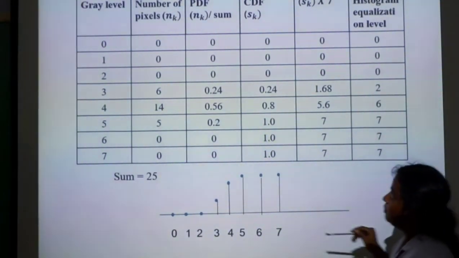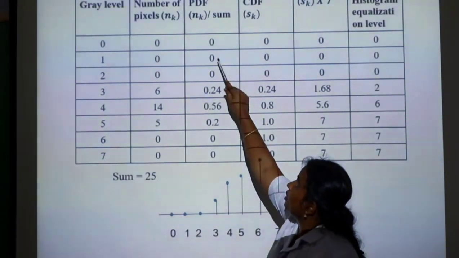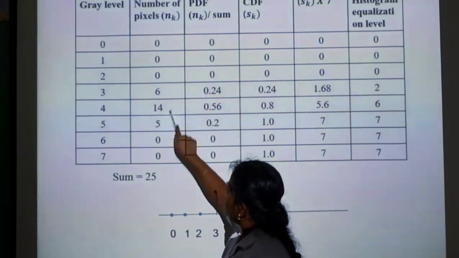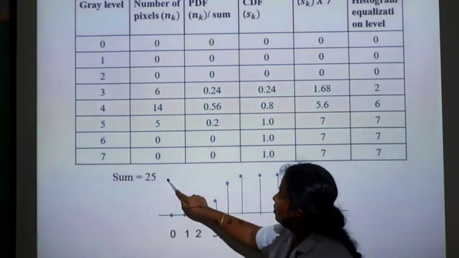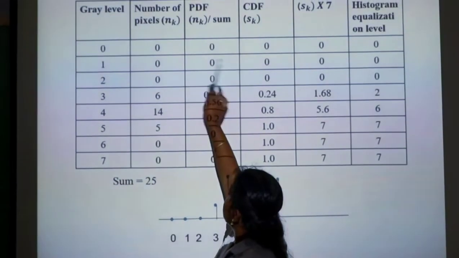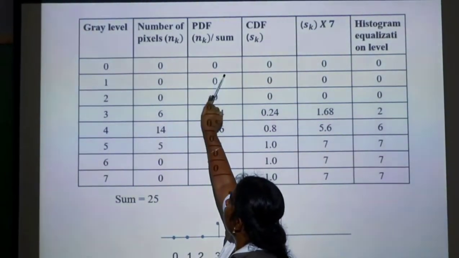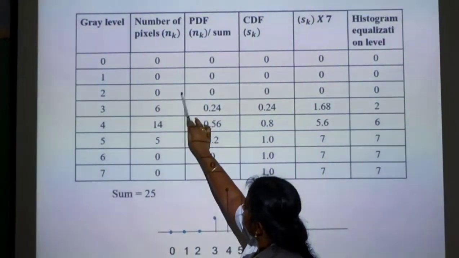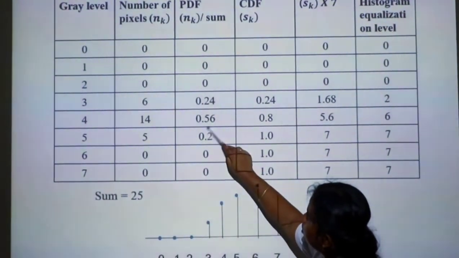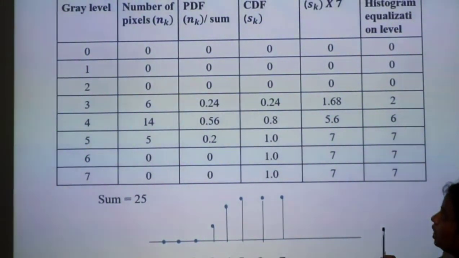Next, the PDF means probability distribution function. The formula is nk divided by sum, where nk means the number of pixels and sum means the total number of pixels in the digital image. So, sum is equal to 25. So, we divide the number of pixels by 25. 0 divided by 25 is 0, 0 is 0, 0 is 0, 6 divided by 25 is 0.24, 14 divided by 25 is 0.56, 5 divided by 25 is 0.2.